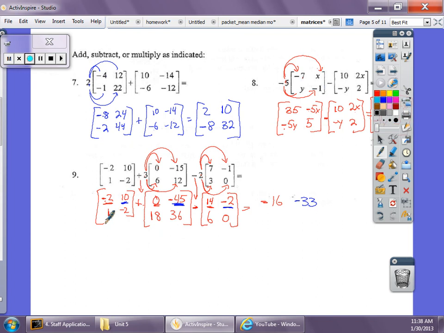We have 1 plus 18 minus 6. Well, 1 plus 18 is 19. 19 minus 6 is 13. And then the last one, we have negative 2 plus 36 minus 0. Well, negative 2 plus 36 is 34. And 34 minus 0 is simply 34. And that's the end of our adding, subtracting, and scalar multiplication of our matrices.